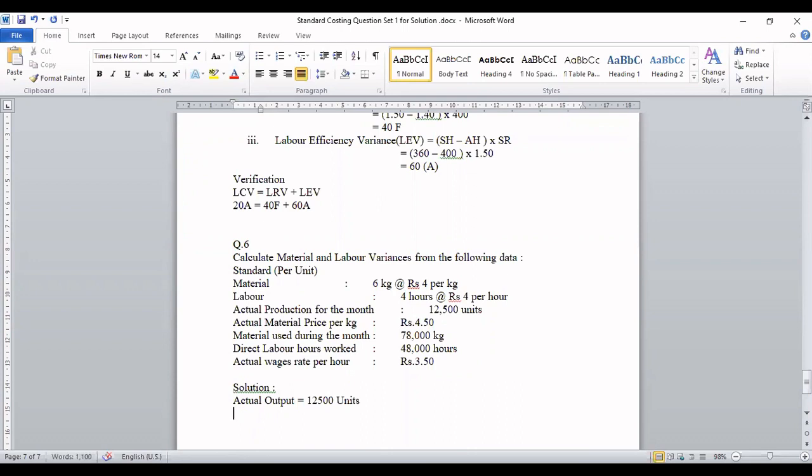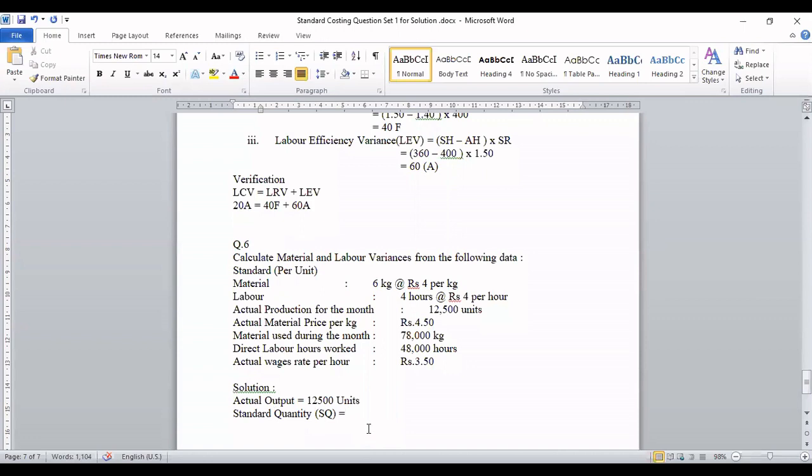So let us start with our normal material data. What are the data we need for material? Standard quantity. So this we denote by SQ. Just recollect the formulas. Now can you tell me what will be the standard quantity?